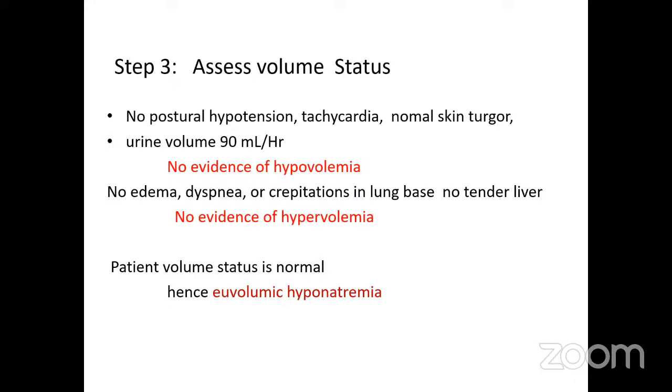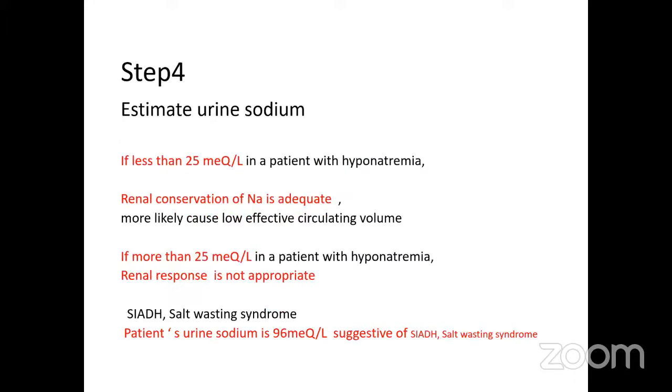So he is not hypovolemic, he is not hypervolemic. So his volume status is normal. So he has what is known as a euvolemic hyponatremia. Now, what is the next step? When somebody has a euvolemic hyponatremia, we said the plasma osmolality was low. The urine osmolality, instead of being low, was more. We assessed the volume, it was euvolemic. The fourth step is to measure the urine sodium.